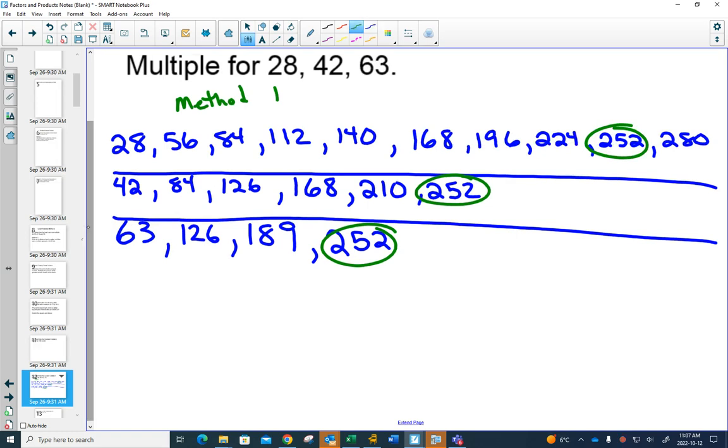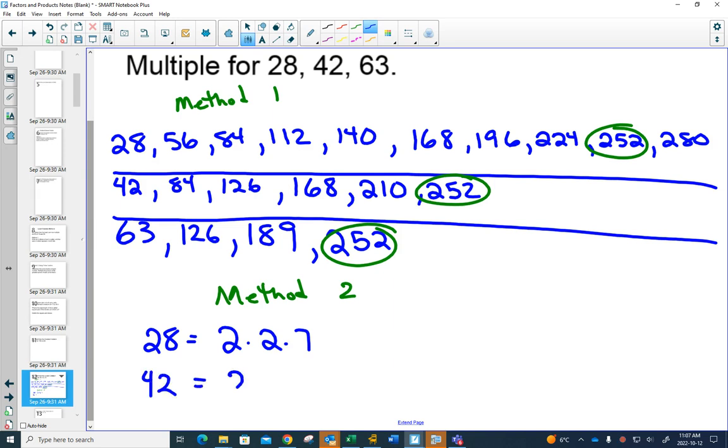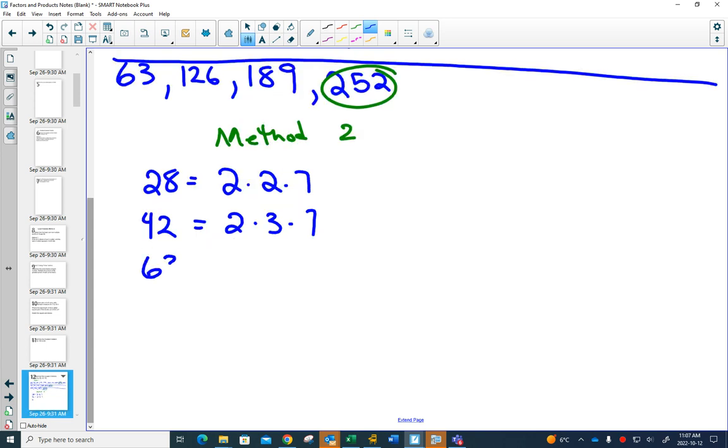Now, method 2. Method 2 is when we used the prime factorization. So for 28, we could do the factor tree for that. Are you okay if I just do it quickly? 2 times 2 times 7. And 42 is 2 times 3 times 7. And 63 is 3 times 3 times 7.